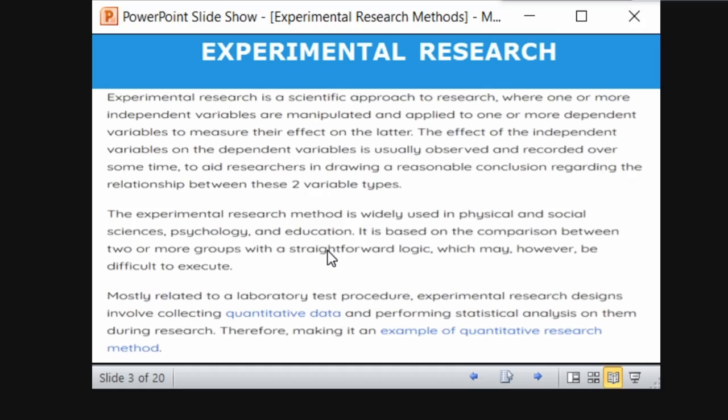Okay. So the experimental research method is used in physical sciences, social sciences, psychology and education. It is based on the comparison between two or more groups with a straightforward logic, which may however be difficult to execute. That is true. So here you see there should be minimum two groups, then only you can experiment it. With one group it is difficult to experiment, right? So there should be two groups.